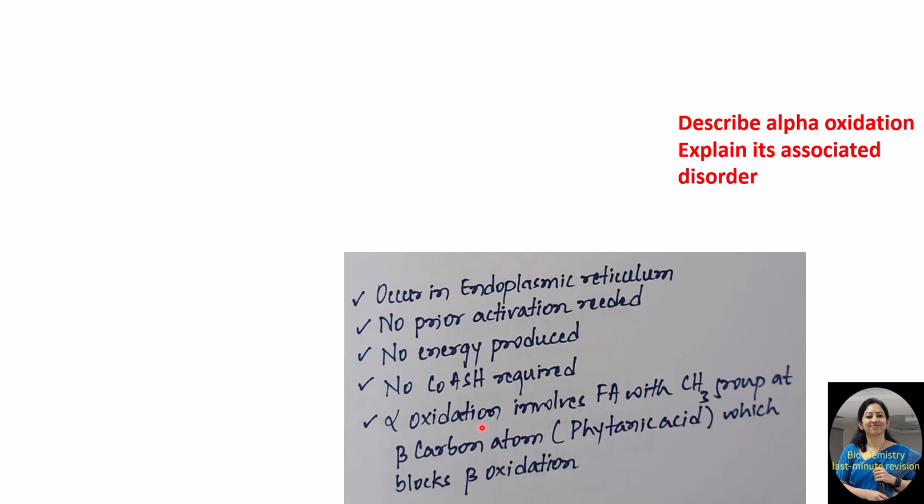Why it is called alpha oxidation is because it involves the alpha carbon atom, compared to beta oxidation where the oxidation starts from the beta carbon atom. Alpha oxidation is undergone by a methylated fatty acid called phytanic acid. At the beta carbon atom, the methyl group is present, so this will block beta oxidation, and that's the reason why the oxidation starts from the alpha carbon atom. Many a time this is asked as a reasoning based question.